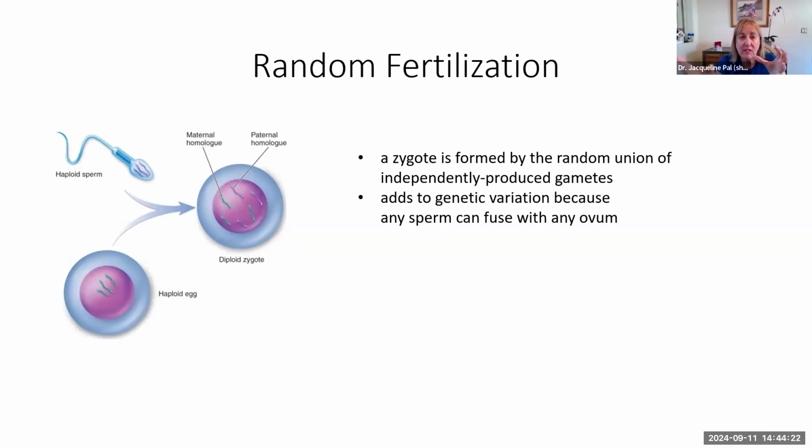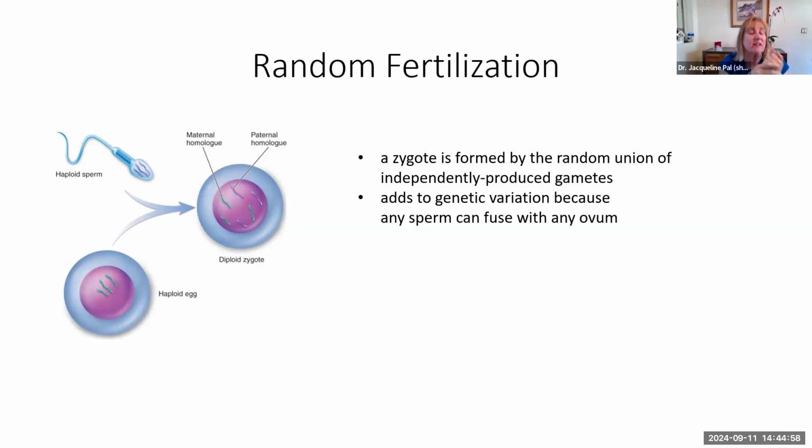Well, a zygote is when we have the random union of those gametes which were produced independent of each other. So we had a sperm that was haploid produced in the male, and we had an oocyte that was haploid produced in the female, and their productions had nothing to do with each other. And when the sperm fertilized the oocyte, that creates what's called a zygote, and that zygote is now diploid. Okay. And random fertilization adds to our genetic variation.